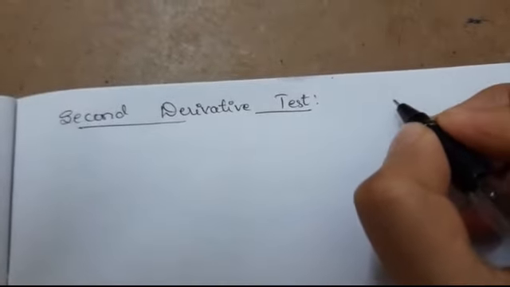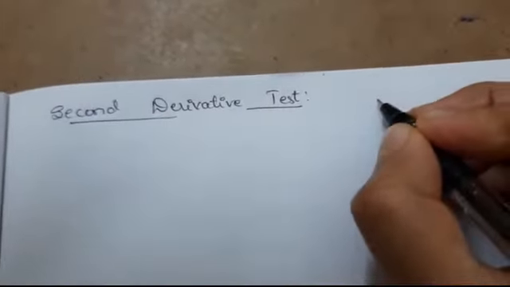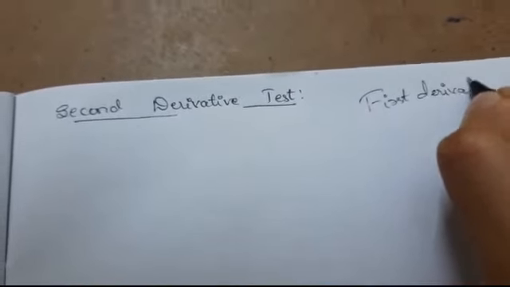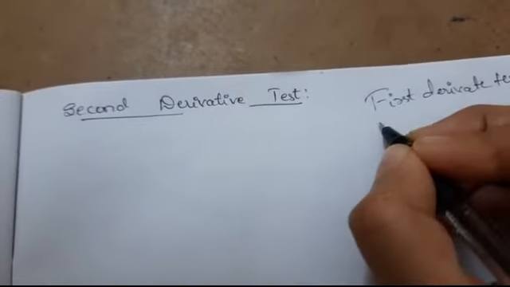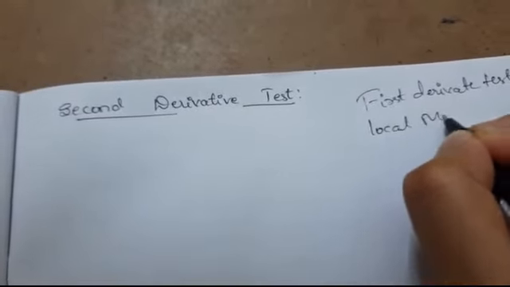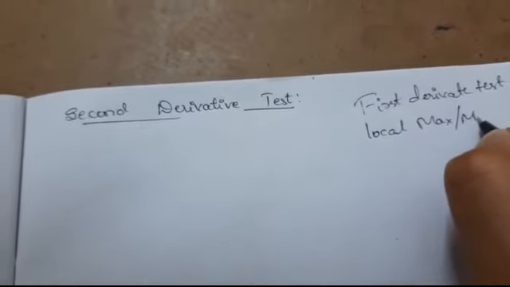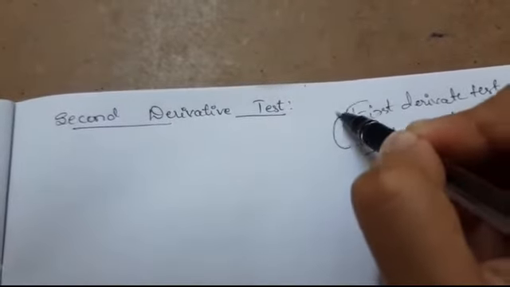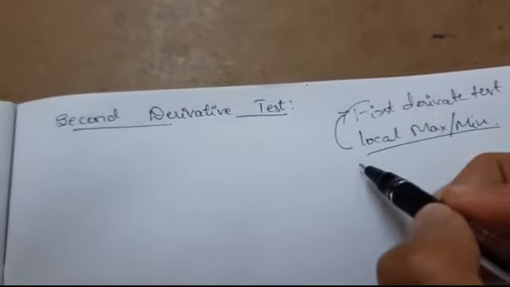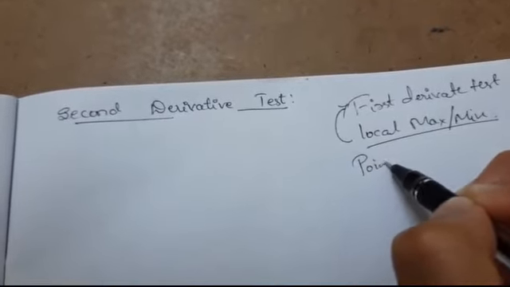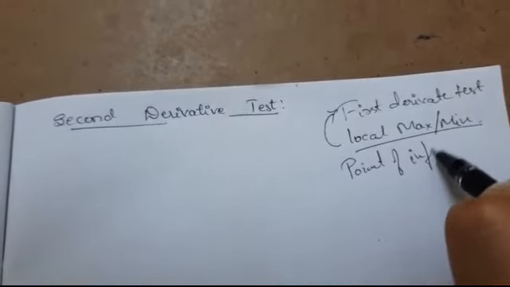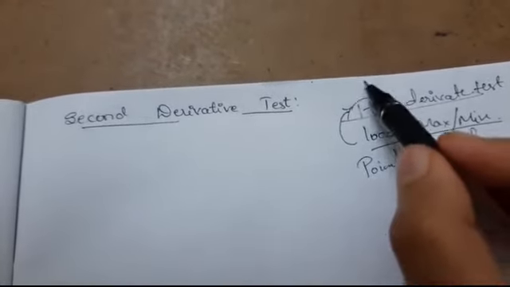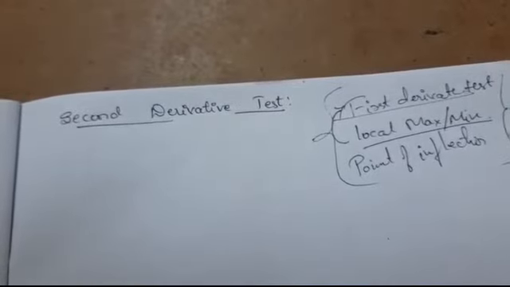Hi students. In our previous video we were talking about the first derivative test. Along with it we talked about what local maxima and local minima are, and we also learned how to find them using the first derivative test. We also discussed the point of inflection as well as the geometrical idea about the first derivative test. So all these concepts were covered in our last video.